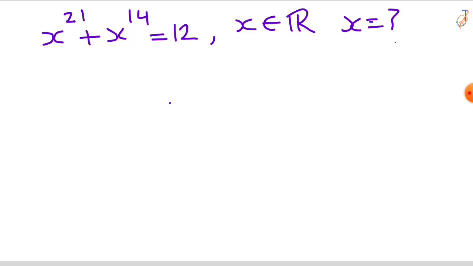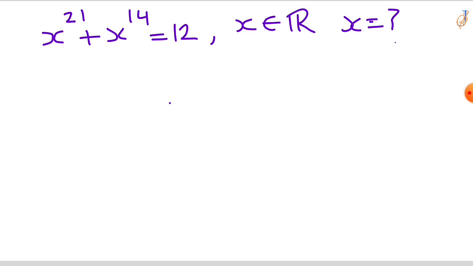At first glance, this equation looks complex. x raised to the power of 21 plus x raised to the power of 14 is equal to 12. It is complex, but we can simplify this very easily. Let's observe the exponents, 21 and 14.